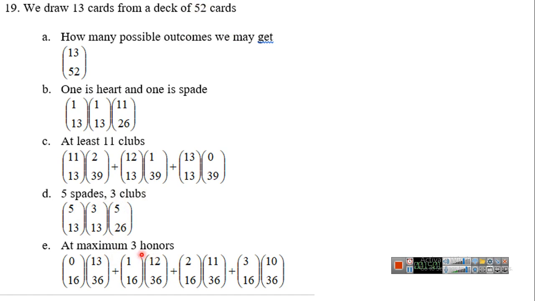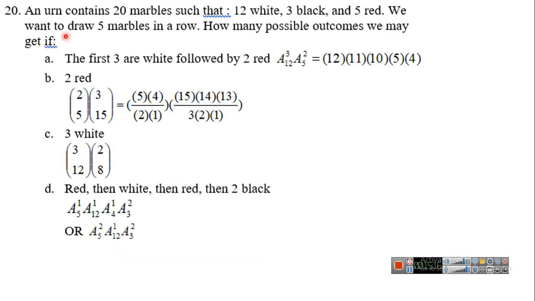At maximum 3 honors, we have 16 honors. You can have 0 honors and the 13 not honors, because 52 minus 16 is 36. Or 1 honor, so 12 not honors. Or 2 honors, 11 not honors. Or 3 honors and 10 not honors.